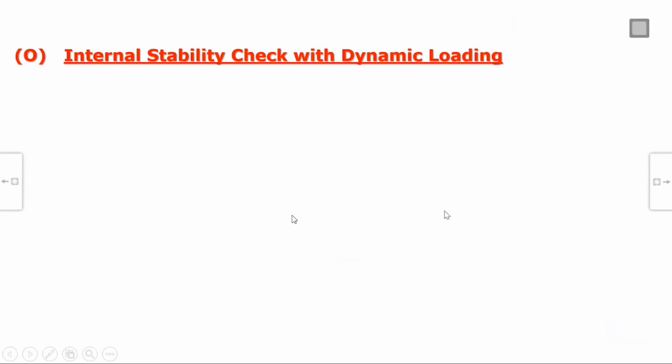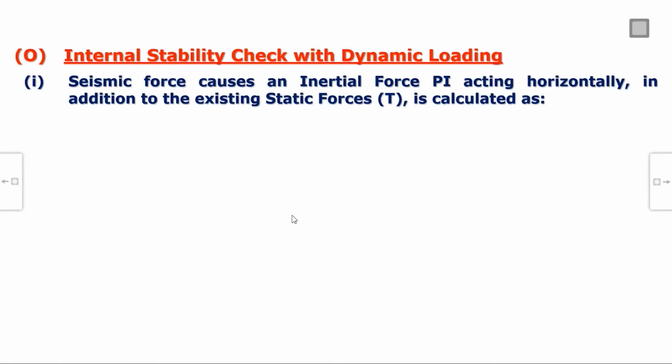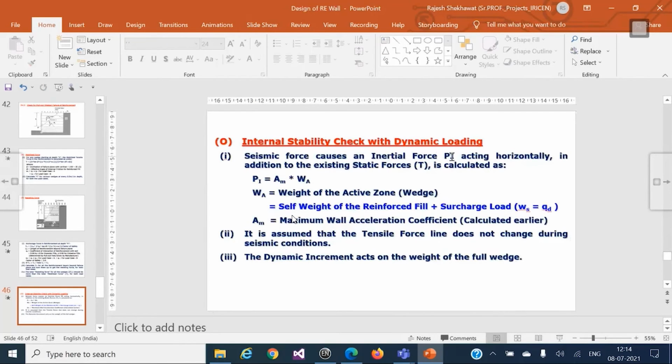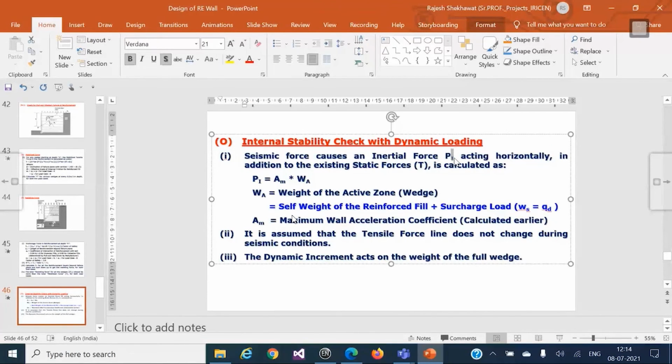This was for static condition. And for dynamic loading, there is a little bit of difference, not much. So, printing mistakes which I have made.